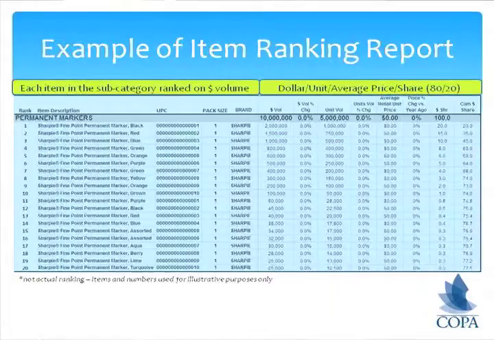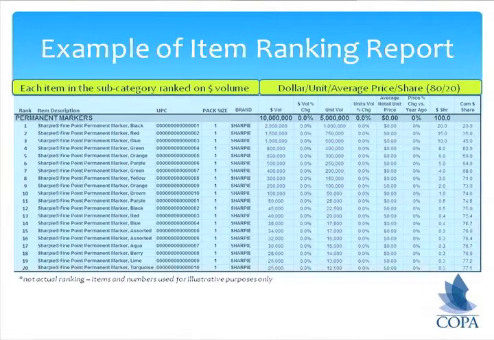This next report is just an example of an item ranking report. This would be done at the subcategory level, where each item in the subcategory is ranked on dollar volume. That's that first portion, and right from the item description, UPC, the items are all coded by color, pack size, brand. So all these classifications are available.